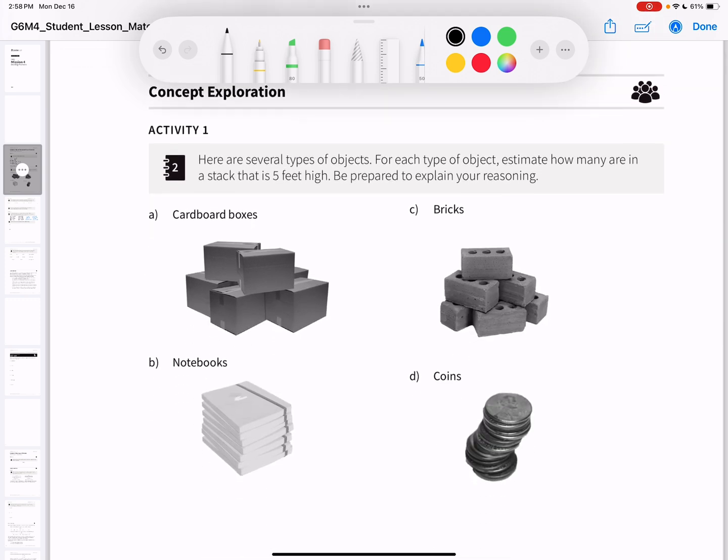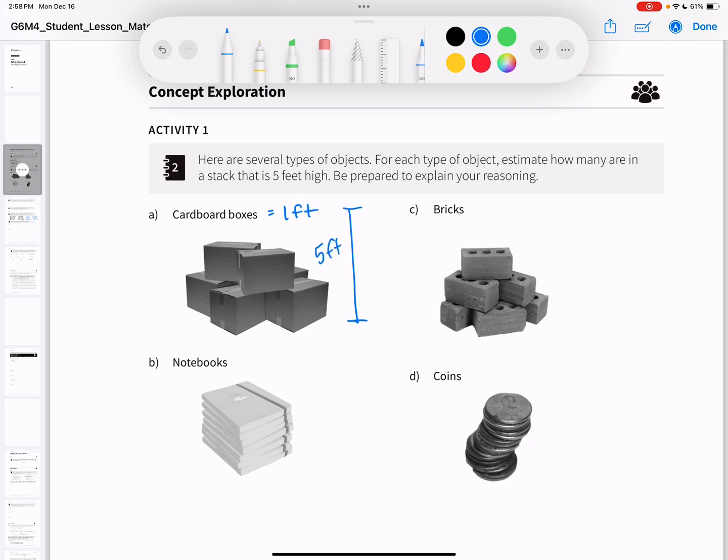Activity 1. Here are several types of objects. For each type of object, estimate how many are in a stack that is 5 feet high. Be prepared to explain your reasoning. All right, so we are trying to decide how big each one of these things are, how tall they are, right? So I don't know exactly how tall a cardboard box is, but we're going to estimate for ease that it's 1 foot.